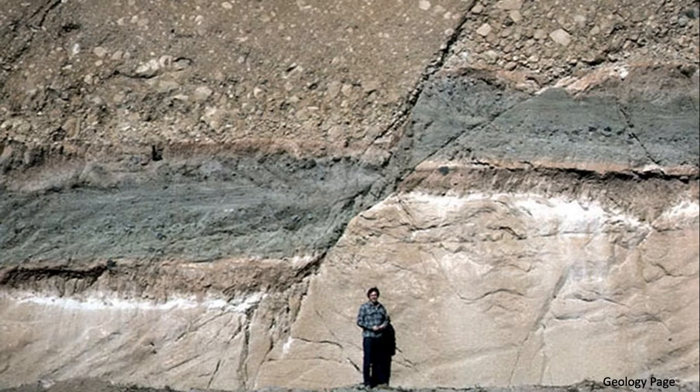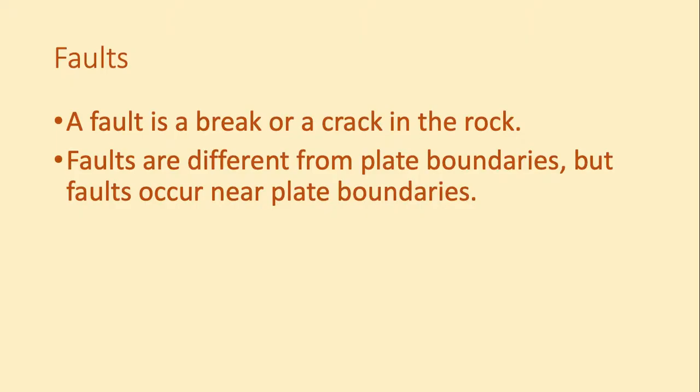Every plate boundary is associated with faults. Faults are smaller breaks or cracks in the rock. And they're usually kind of at an angle, like the one we see in this picture. A fault is a break or a crack in the rock. Faults are different from plate boundaries, but faults occur near plate boundaries.